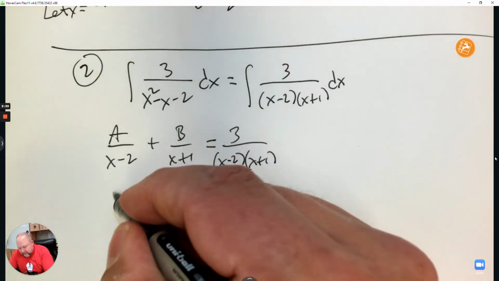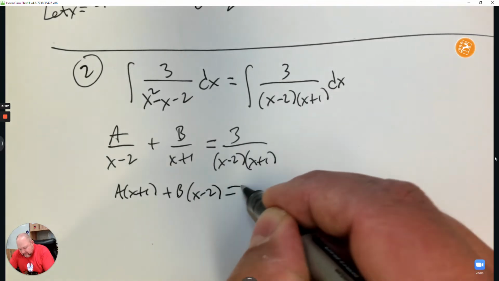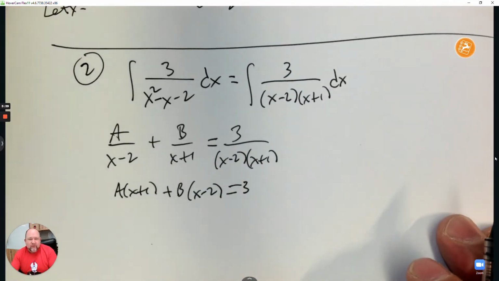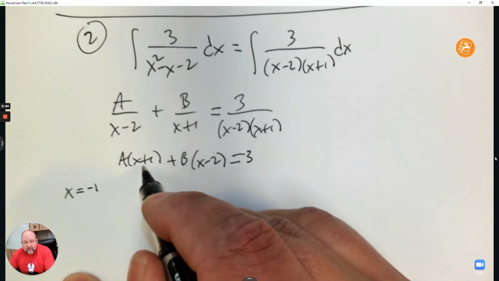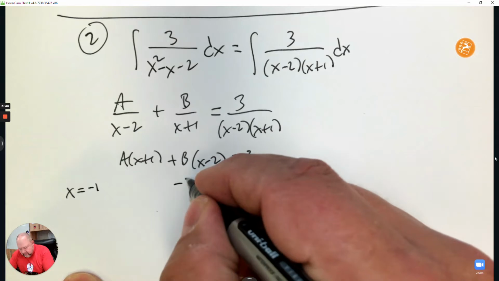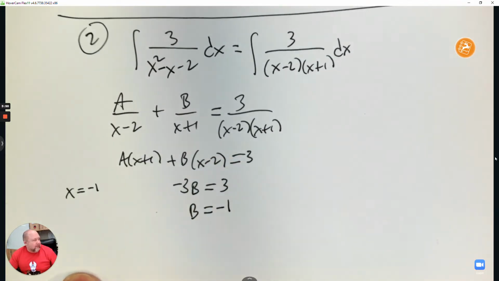And then I'm going to multiply by x plus 1. I'm going to multiply by x minus 2. And then I'm going to use the zeros to solve this. So for x equaling negative 1, I get negative 3b is equal to 3. So when I divide, b is equal to negative 1.